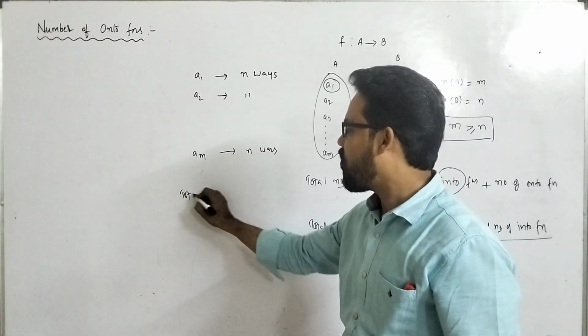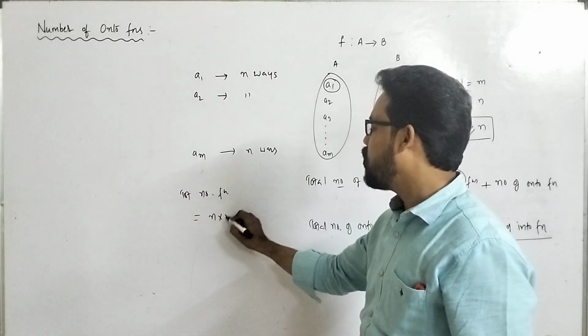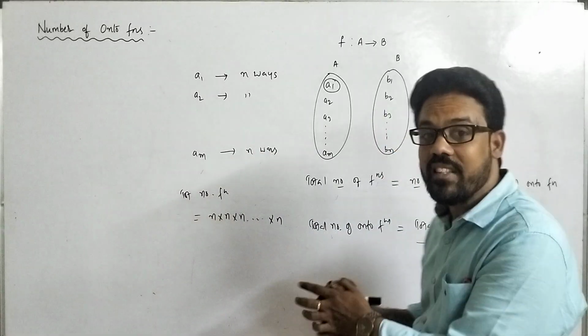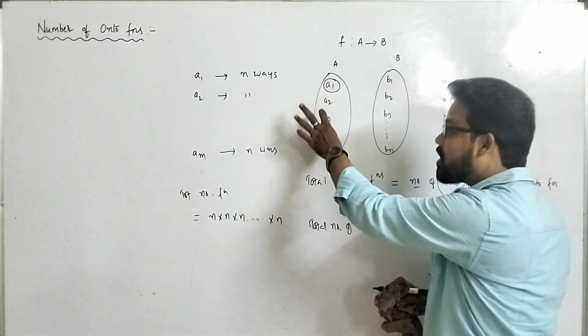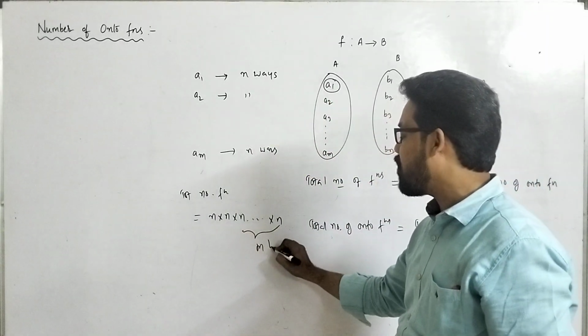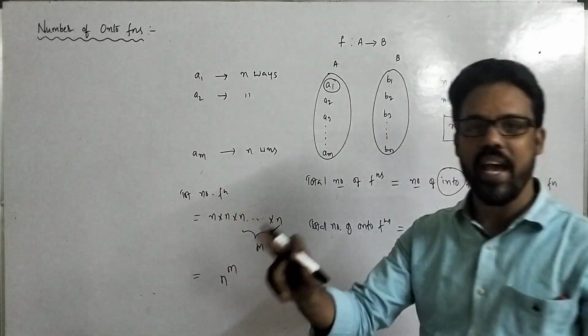Hence, total number of functions will be n into n into n, so on into n, up to how many elements are there here? 1, 2, 3, so on up to m. Hence, this becomes m times, my dear students. Hence, the answer is n power m.